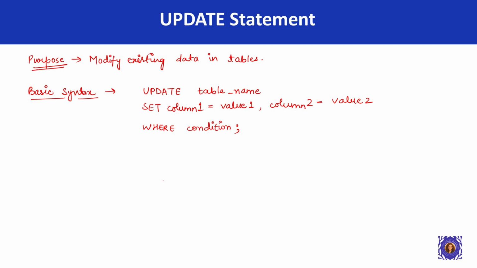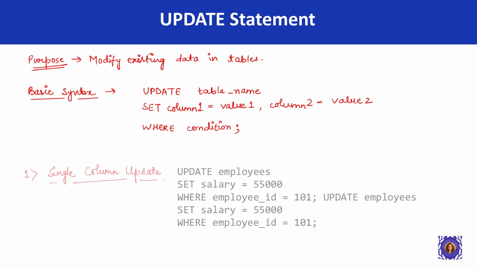Crucially, the where clause is used to define the condition that determines which specific rows will be updated. Without a where clause, the update statement would modify every single row in the table. Starting with a simple use case, a single column update allows you to change the value of just one column for a specific record. For example, to adjust an employee's salary, you would specify the employees table, set the salary to a new value, and use a where clause to target the exact employee_ID you want to modify.